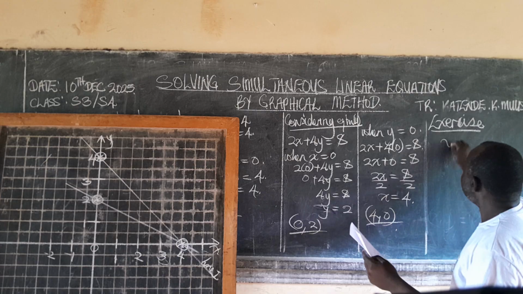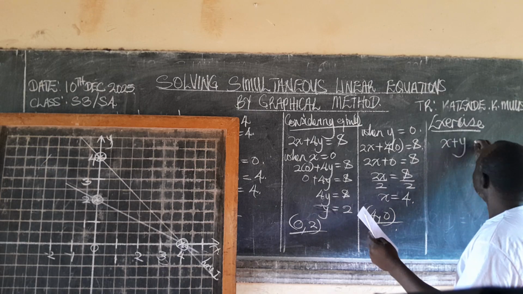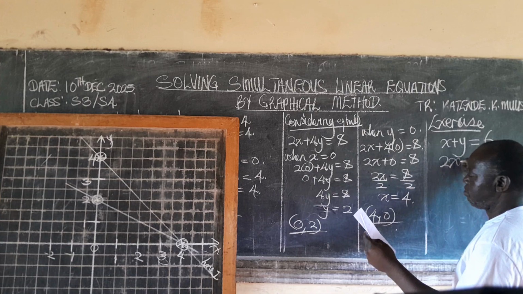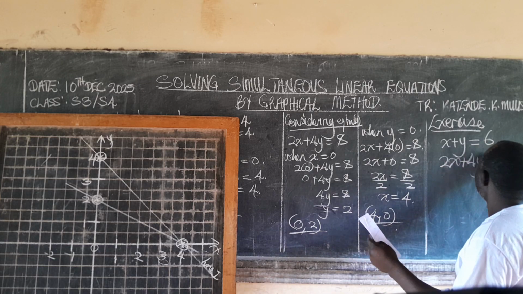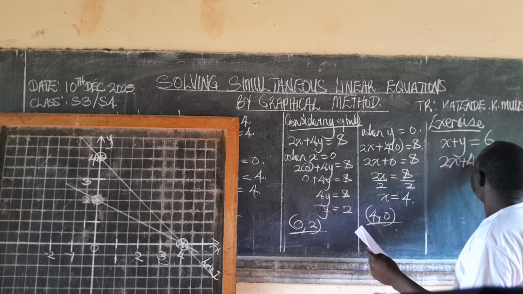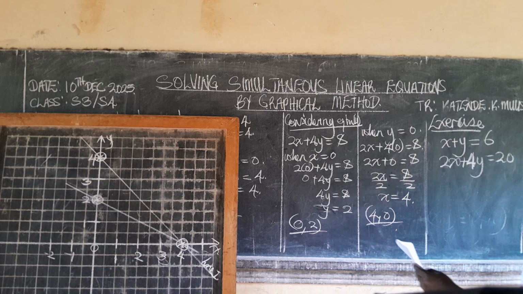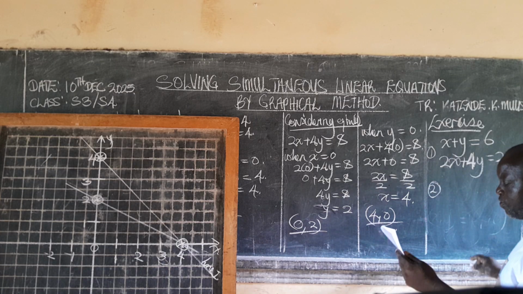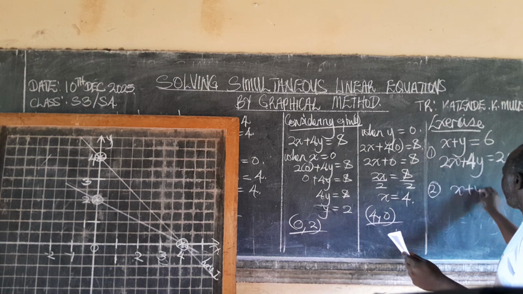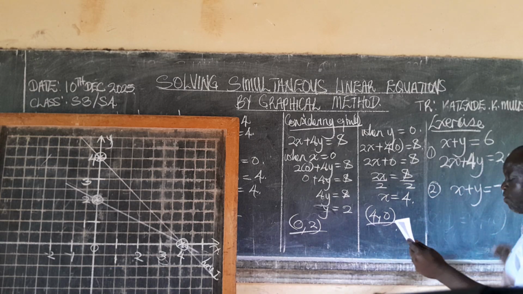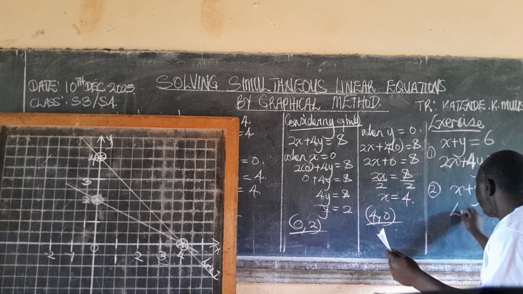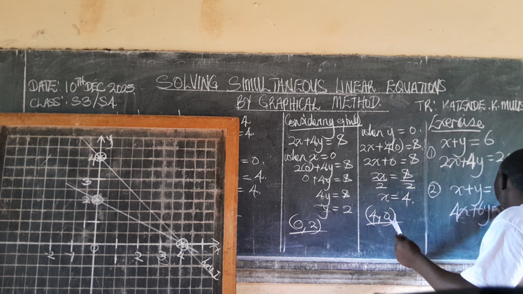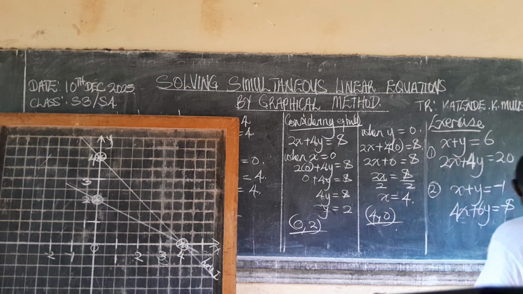Number 1 is x plus y equals 6 and 2x plus 4y equals 20. Then number 2 is x plus y equals -1 and 4x plus 6y equals -8.